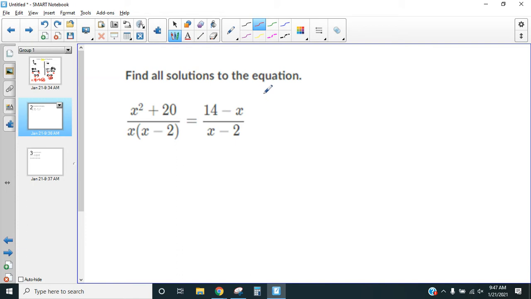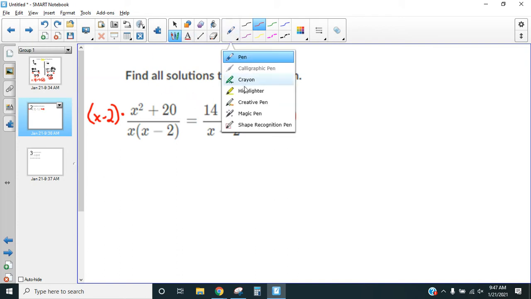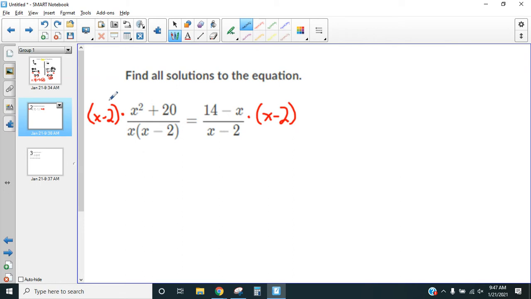So here's what happens. Whatever I do to one side of an equation, I must do to the other. Watch what happens here. If I say I'm going to take the left-hand side and multiply it times X minus 2, and I'm going to take the right-hand side and multiply by X minus 2, what essentially is happening? Let's use a crayon. This will be awesome.